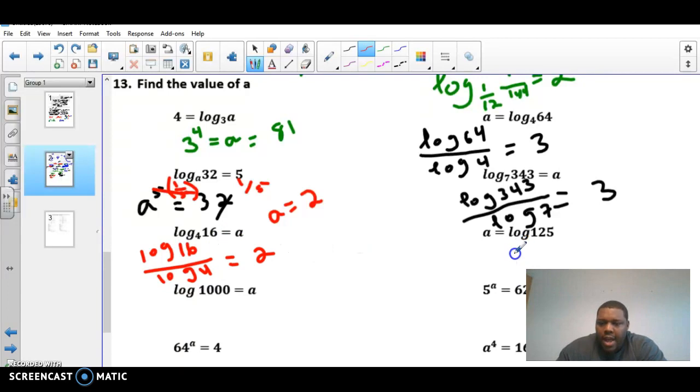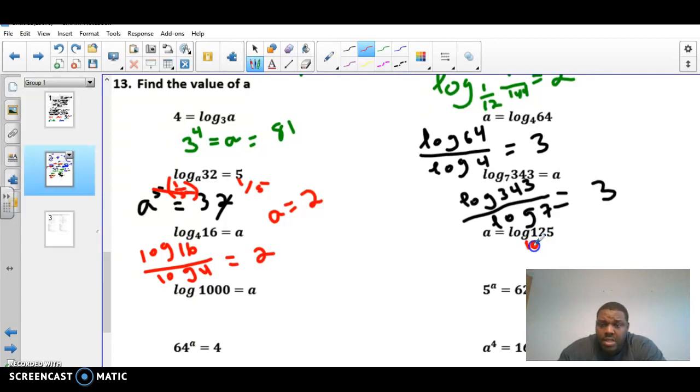Over here, guys, we're looking at a case where we don't have our base. You don't see your base, guys. It is always assumed when you don't see the base that the base is actually 10. So log base 10 of 125.